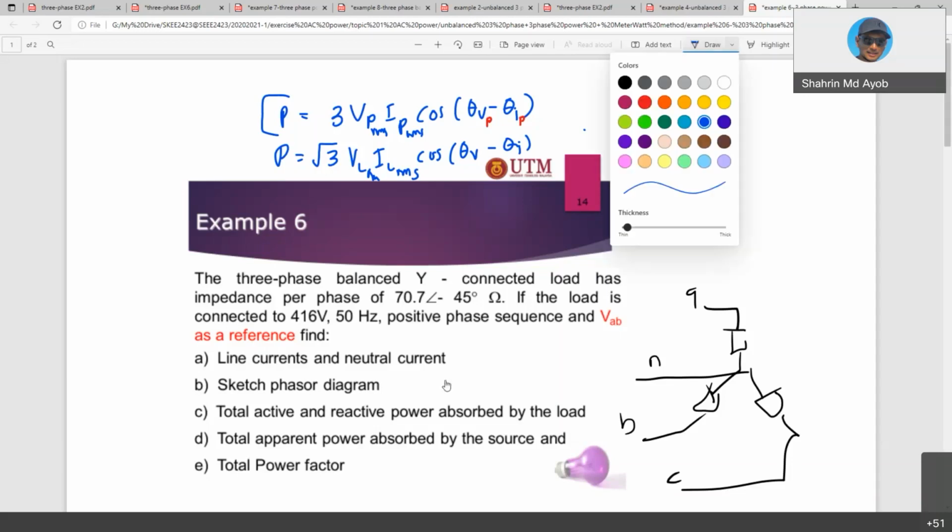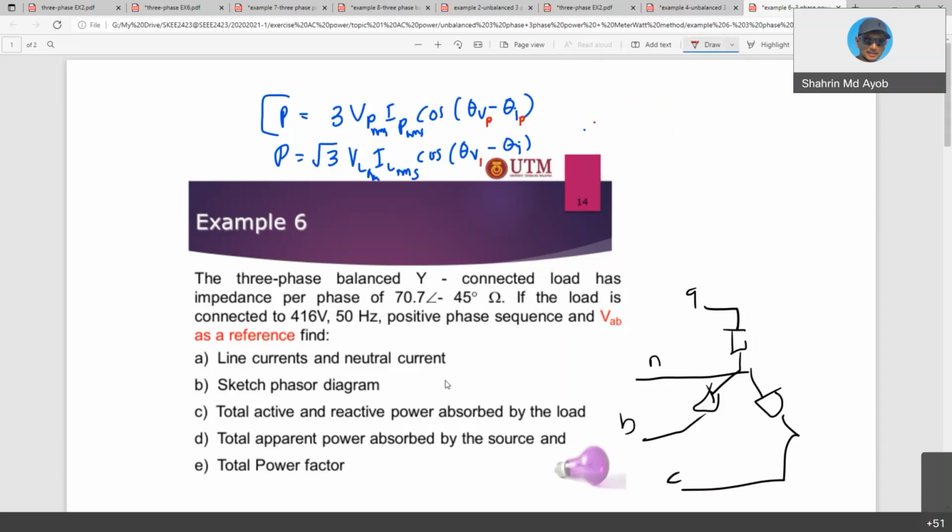Actually, you need to remember that the angle of the voltage should refer to the angle of the phase voltage, and also the angle of the I phase. So the angle remains the same, referring to the difference between V phase and I phase. I think that is the thing I want to highlight.